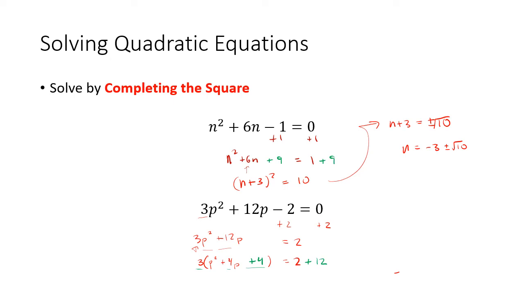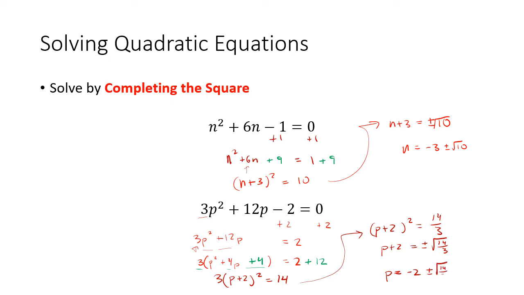Okay, so what does that leave us with? It leaves us with 3 times p plus 2 quantity squared is equal to 14. And now we can divide both sides by 3, because we want this squared thing by itself. We'll have p plus 2 quantity squared is equal to 14 thirds. Square root of both sides, p plus 2 is equal to plus or minus the square root of 14 thirds. So then p is equal to negative 2 plus or minus the square root of 14 thirds.